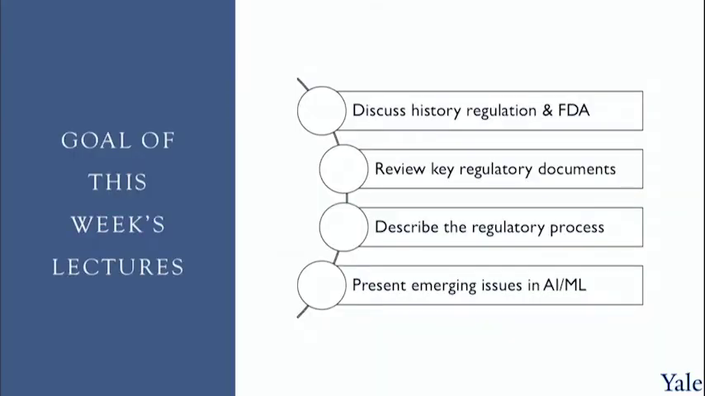So these are the goals of this week's lectures. We'll discuss the history of regulation, the history of the Food and Drug Administration in the United States a little bit. We'll review some key regulatory documents. We'll describe the current regulatory process primarily in the United States, but we'll take a little bit of a look at both the process in the European Union and China. And then at the end, we'll have a short discussion of emerging issues in artificial intelligence and machine learning.